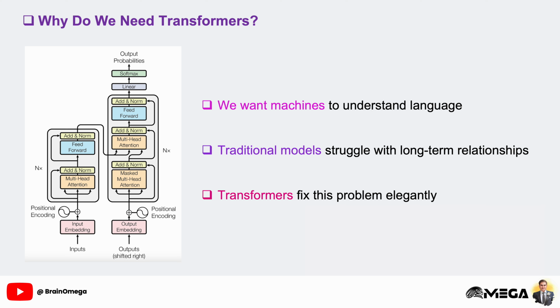Earlier, we tried to solve this using recurrent neural networks or RNNs, and later with more advanced versions like LSTMs and GRUs. These worked well for short and simple sentences. But when the text became long, say trying to understand the connection between the first and last sentence of a paragraph, these models began to fail. Transformers were introduced to fix this problem, allowing models to remember and connect words and concepts no matter how far apart they are in a sentence or even across paragraphs.